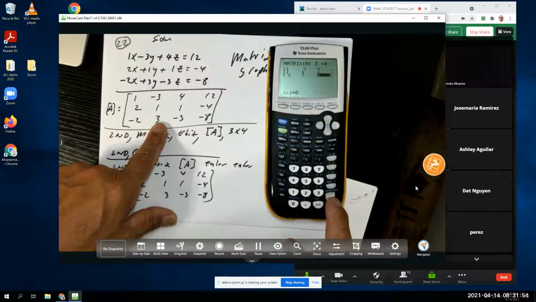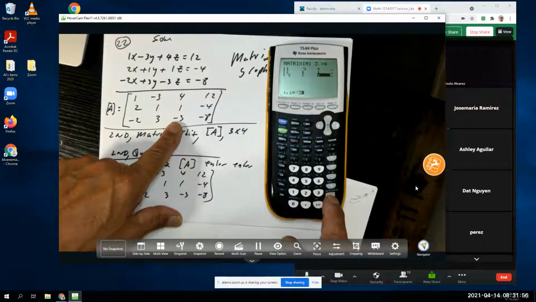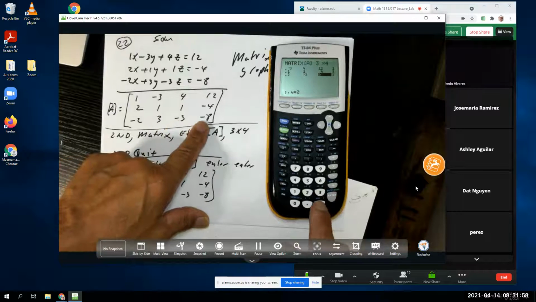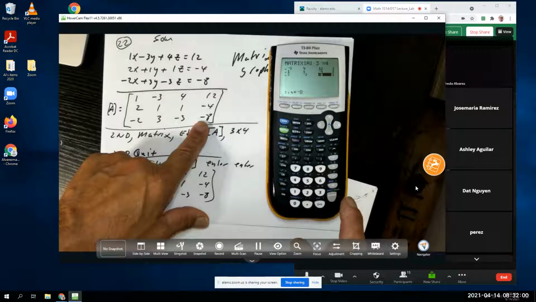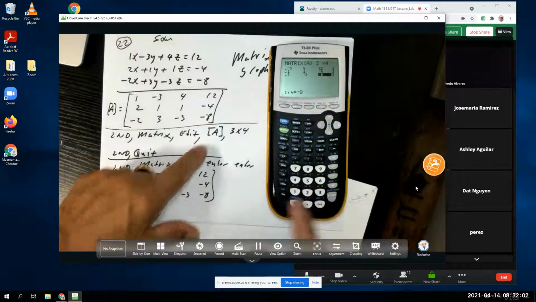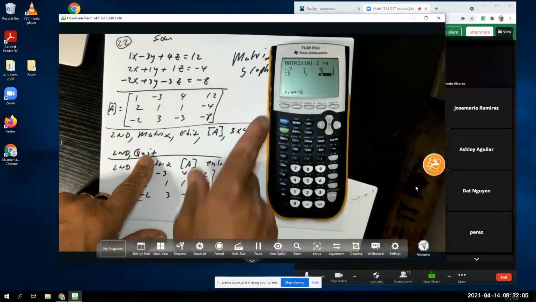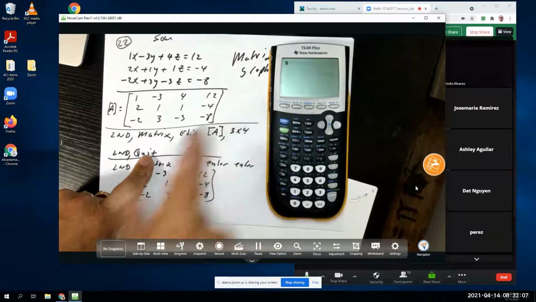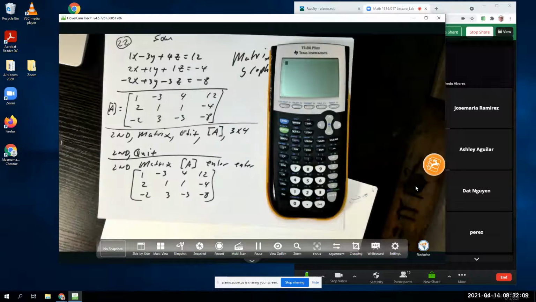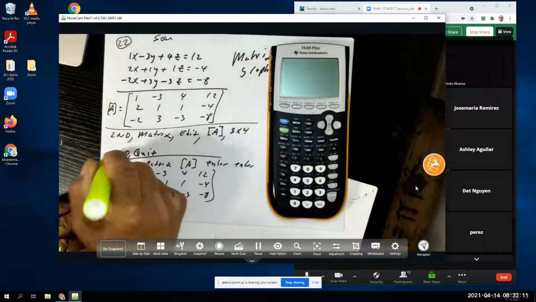3, hit enter. -3, you hit enter. The last one, -8, hit enter. Since that's the last one, I already entered it. The next thing you do, you hit second and quit right here. Second, quit. Okay. Once you put all these numbers in here, you did this.